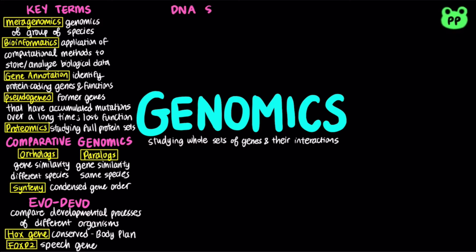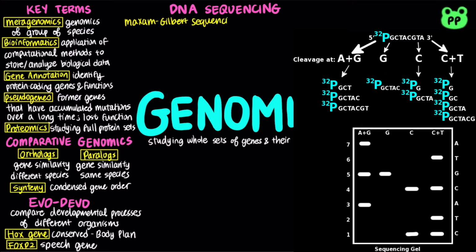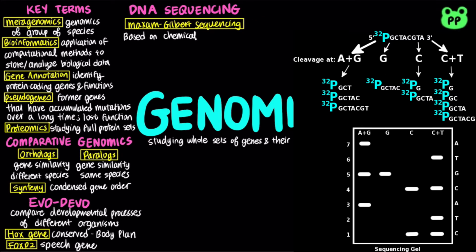DNA sequencing is central to the study of genomics. There are three main methods of DNA sequencing. The Maxam-Gilbert sequencing is based on nucleobase-specific partial chemical modification of DNA and subsequent cleavage of the DNA backbone at sites adjacent to the modified nucleotides. Sequence is determined by gel electrophoresis.